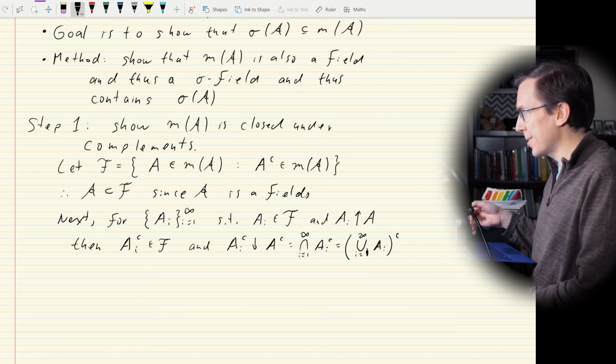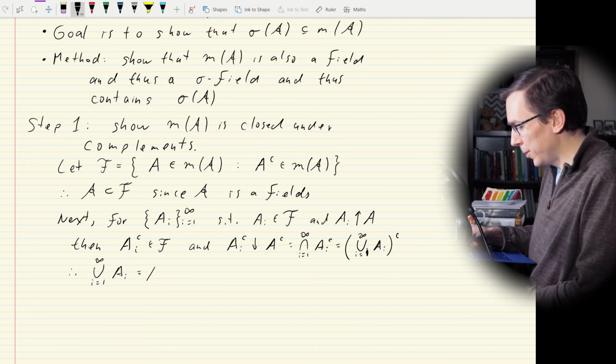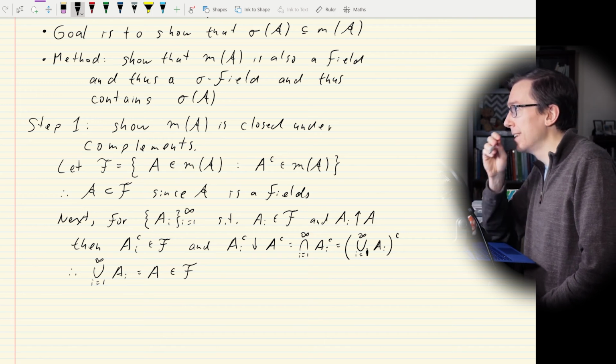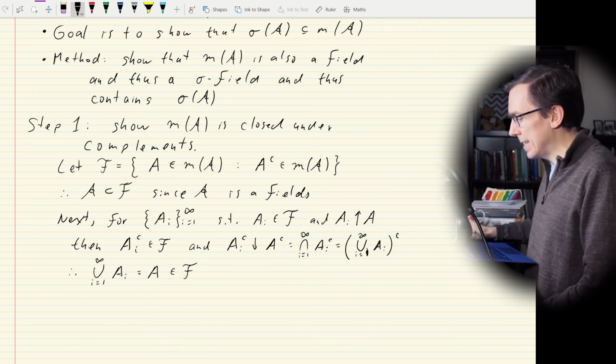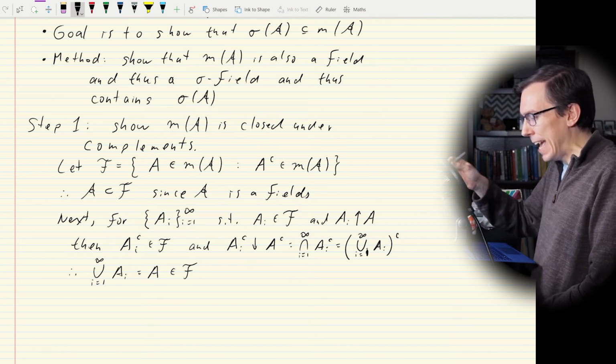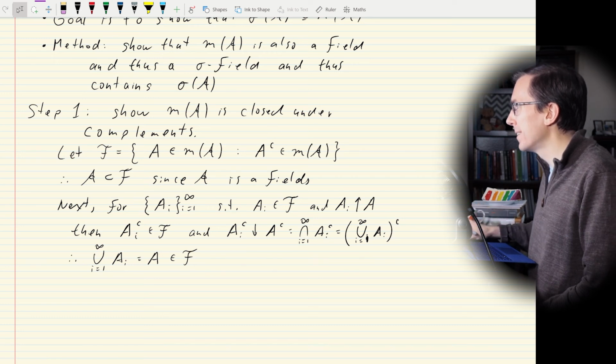Okay, what does this all mean? Well, therefore, we know that the union, i from 1 to infinity, of the A_i, which is equal to set A, is going to be in F, because I just showed that its complement exists. That is, the complement of this union is in M A. So what does that mean?